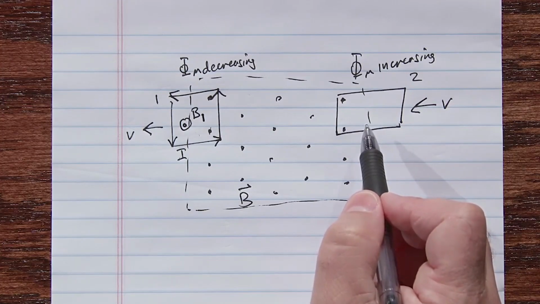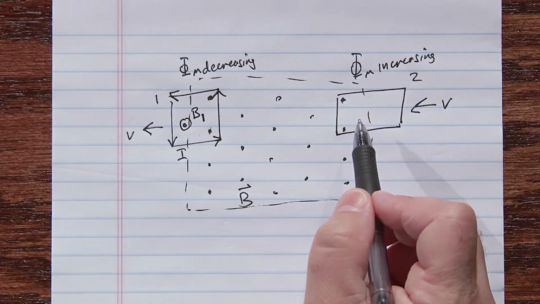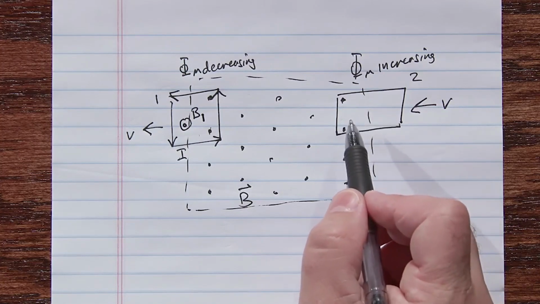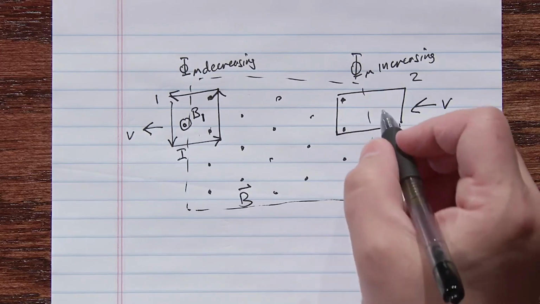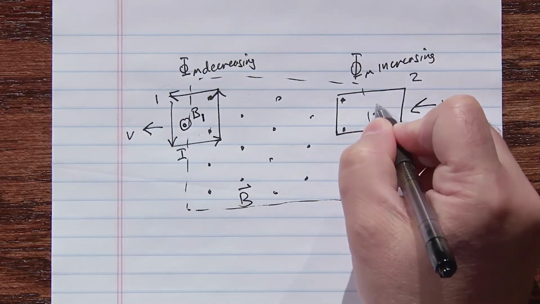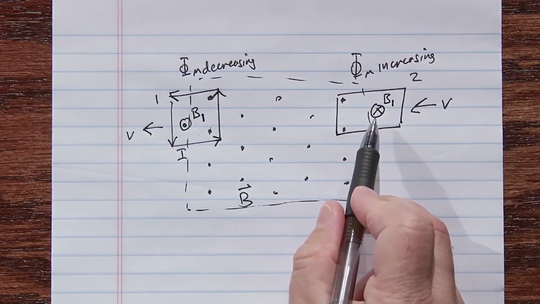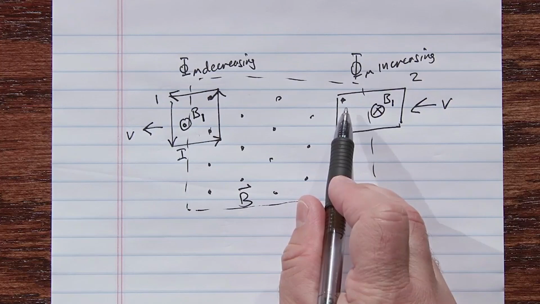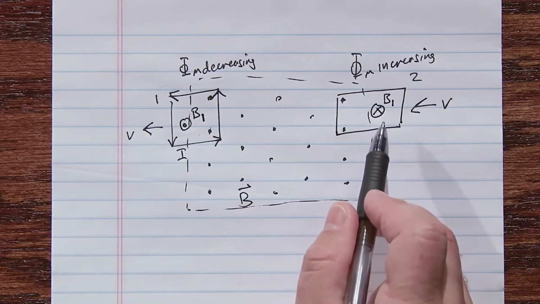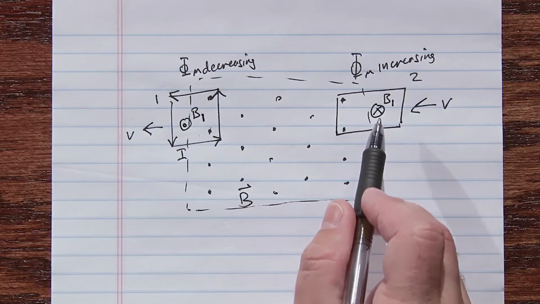By Lenz's law, the induced current will oppose that increase in the magnetic flux, so that will give us an induced current that will create a magnetic field into the page. So B1, we want a B1 that is into the page. So as this magnetic flux increases through the loop, it will induce its own current that will create a magnetic field to fight the increasing magnetic flux through the loop.